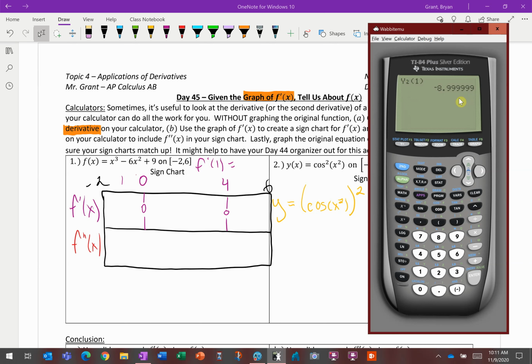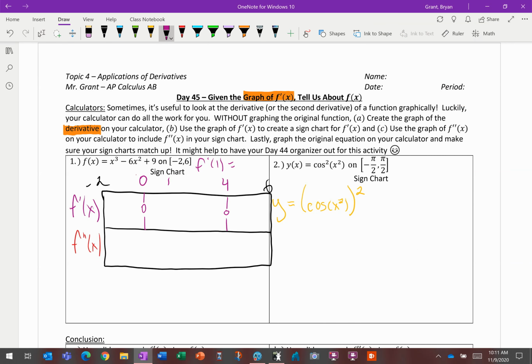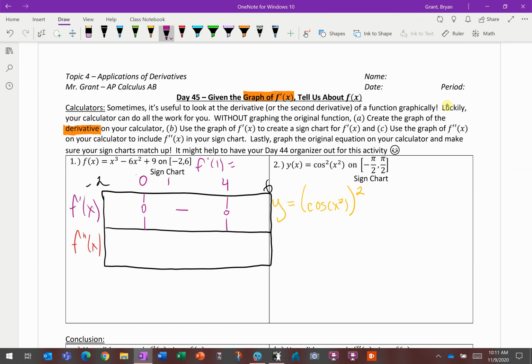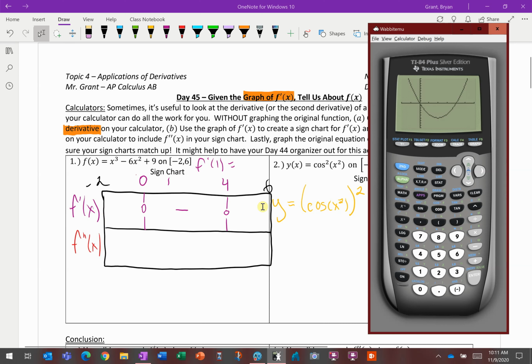Oh, I put 1. Well, that was really silly. I guess 1's over here, isn't it? Awkward. F prime of 1 is negative 9. So we know that this interval is negative. However, that was actually too much work because we have the graph. And the graph, it's so easy to tell the values of f prime. F prime of 1 was negative 9, that's right down here, but I know that. The graph is below the x-axis.